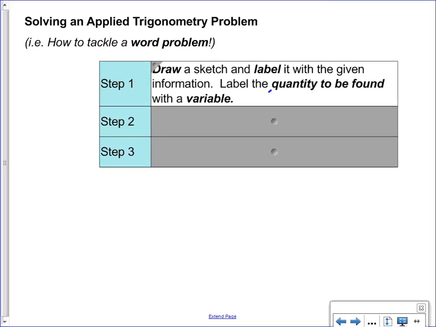draw a picture. There it is. Okay, no, right there. Right there. You're right there. Okay, here we go. It would help if you draw a picture.